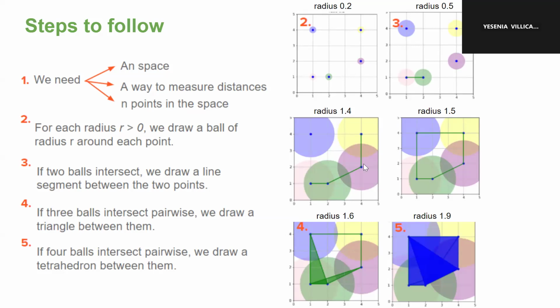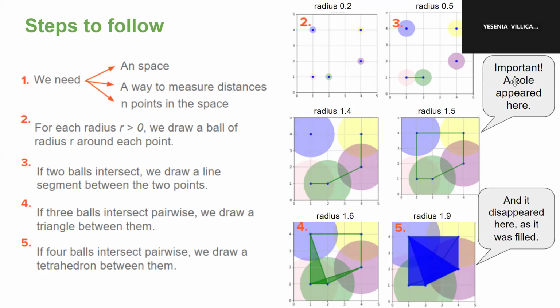between 2 points. And if 3 balls intersect pairwise, we draw a triangle between them, like this one or like this one. And if 4 balls intersect pairwise, we draw a tetrahedron between them. For example, in this figure, we have two tetrahedra.